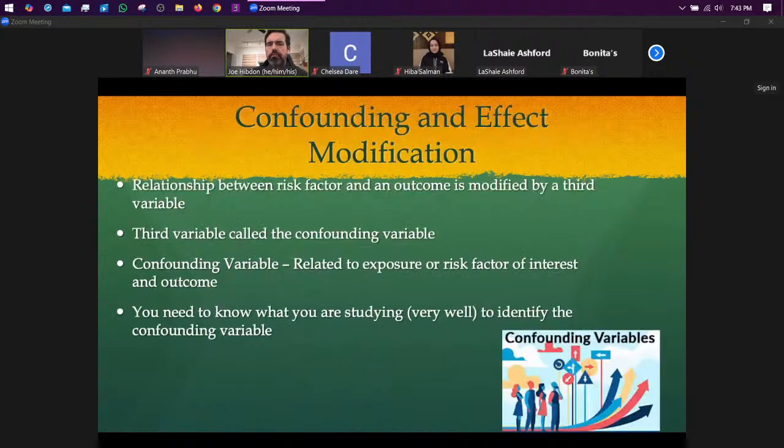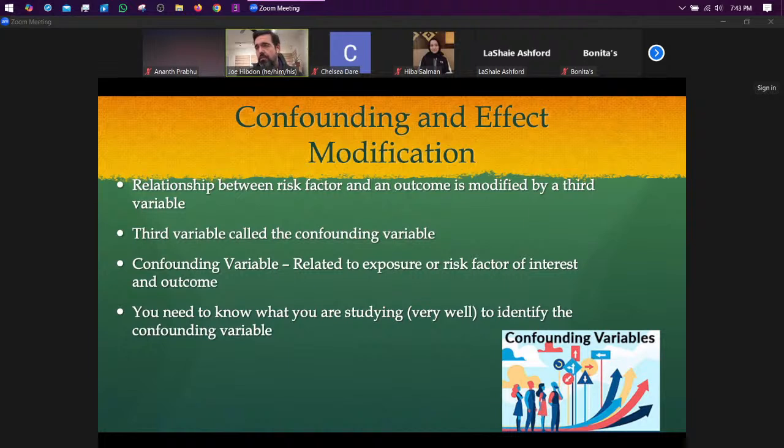So what is confounding and effect modification? A little bit more in detail. This is the relationship between a risk factor and an outcome that is being modified by another variable. Like we said, it could be exercise. And this third variable is called the confounding variable. So we say smoking leads to cancer, but if you have something in between, let's say exercise, well, maybe something's going on there.